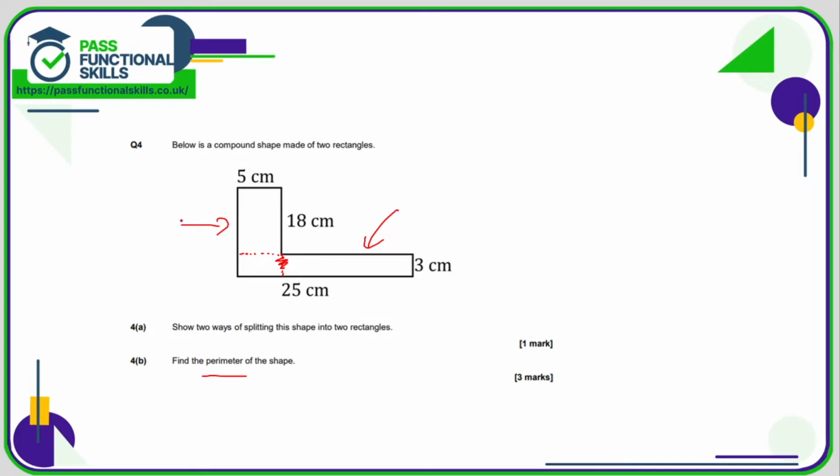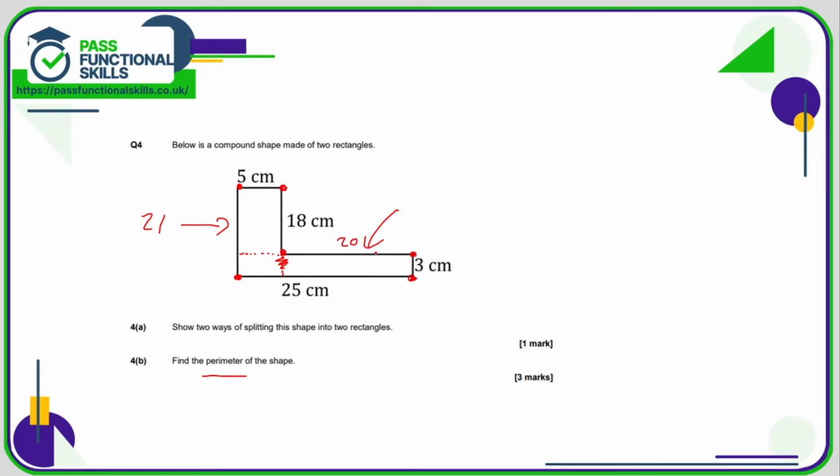Let's take a look at this side length here. Well, we know it's 18 centimetres from here to here, and then 3 centimetres from here to here. So therefore, this whole side is 18 plus 3, which is 21. If it's 25 centimetres from here to here, and 5 from here to here, then this part here is going to be 25 minus 5, which is 20. So now all we need to do is to add all of these up.